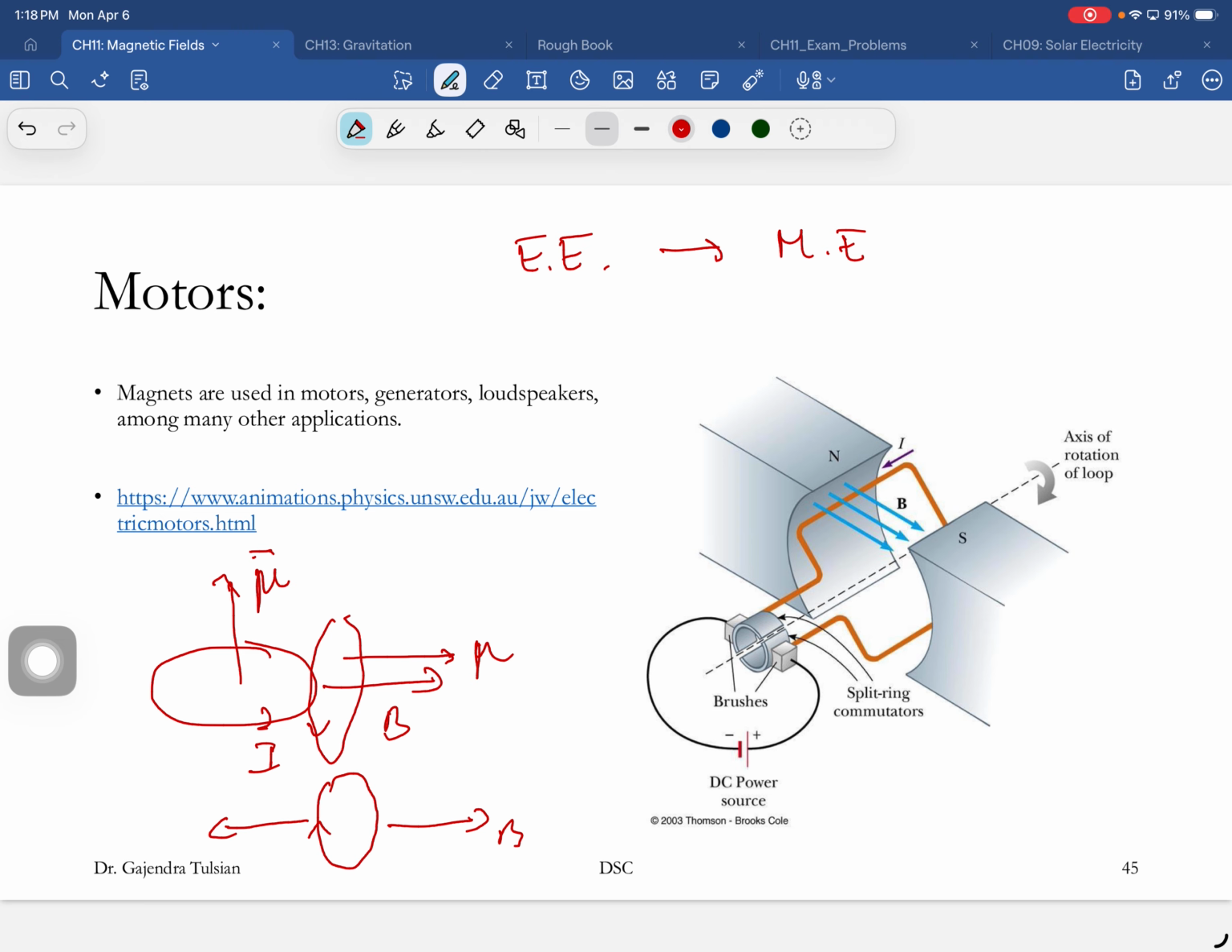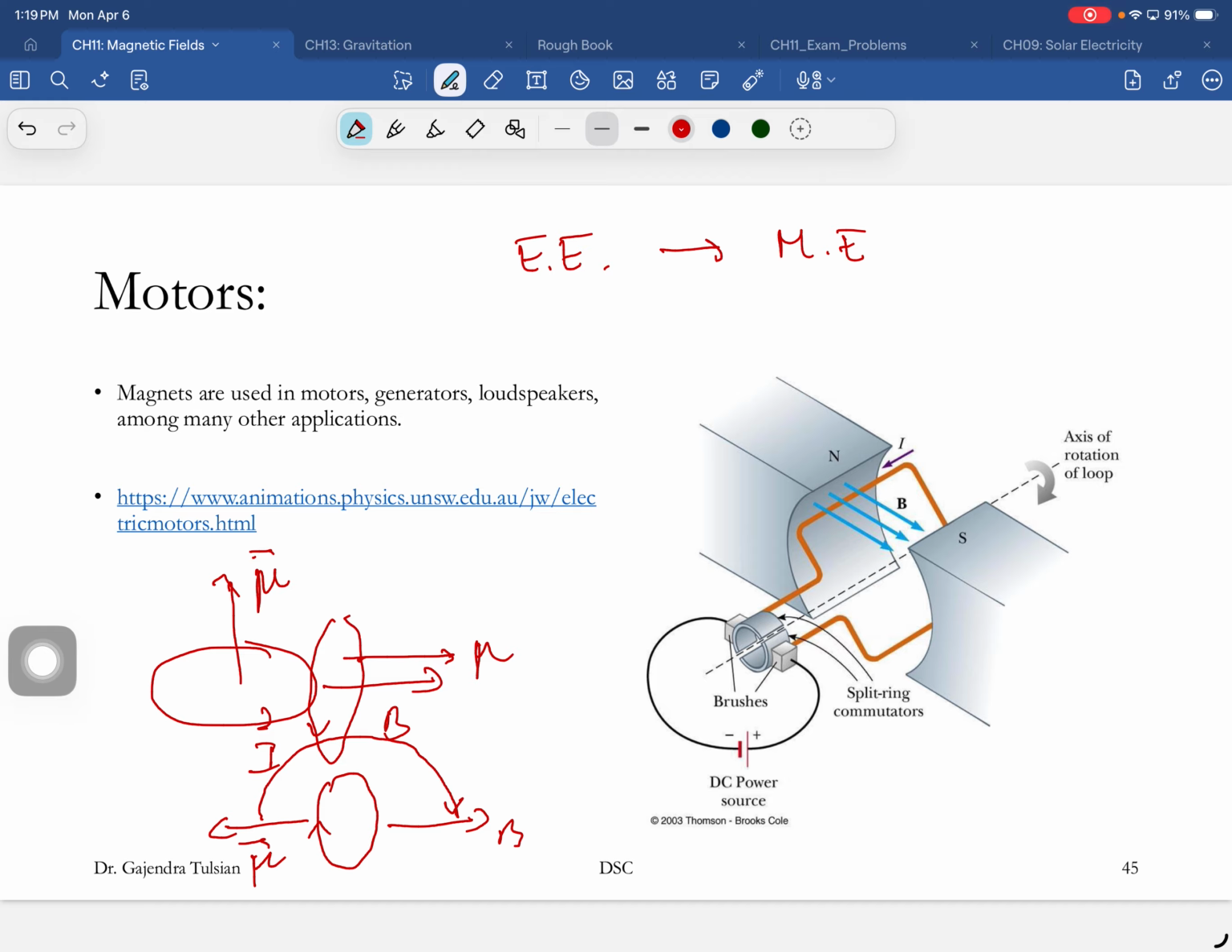You switch the direction of the current once it lines up like that. Now the moment is pointing like that, and the torque is again going to try and turn it like that. When it lines up, you switch the current again. That's how the electric motor works.